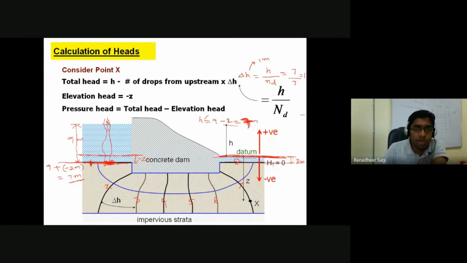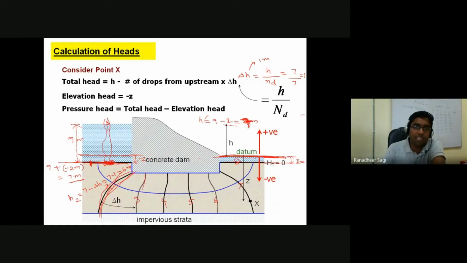So let me move on to the second equipotential line to understand what is my total head. Okay, here is my second equipotential line which is indicated. So for this second equipotential line, what is my total head? Total head corresponding to this second equipotential line is equal to, so what was the total head corresponding to the first equipotential line? 7 minus delta H. So it's simply 7 minus 1, which is equal to 6 meters is the total head corresponding to the second equipotential line.